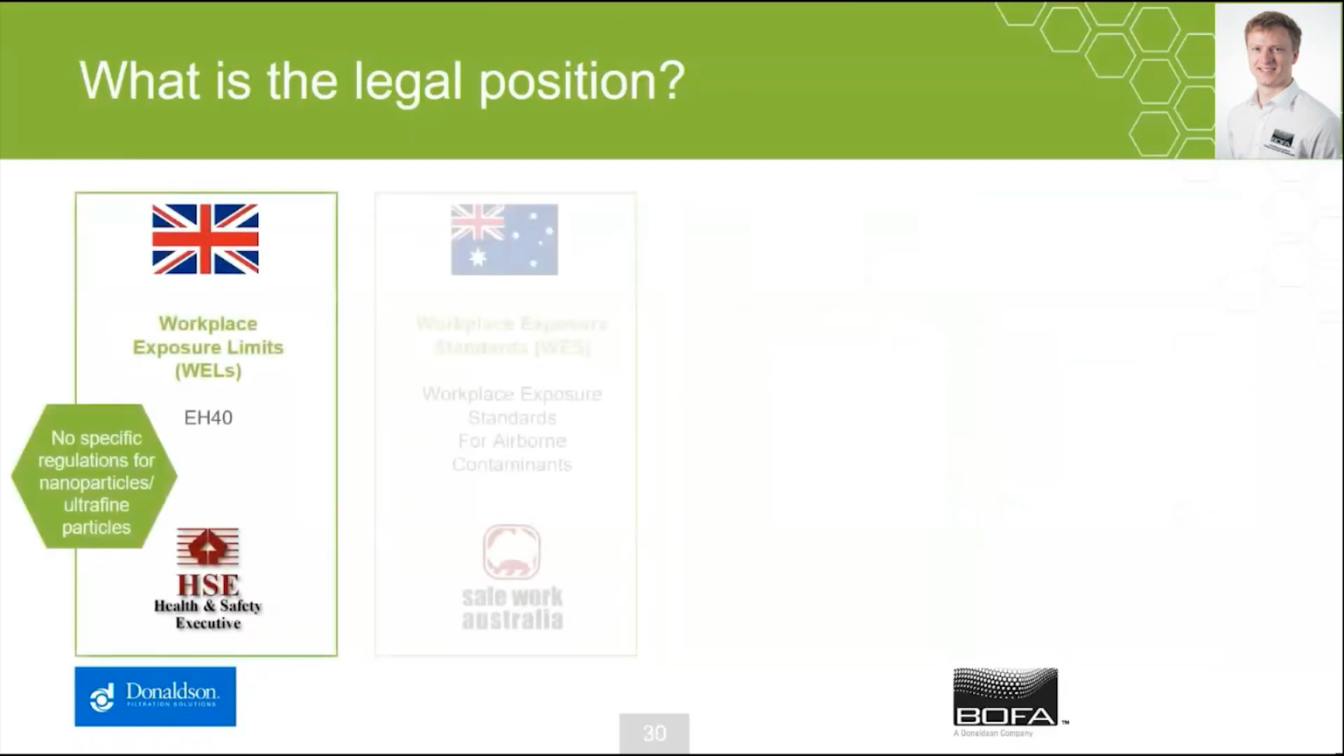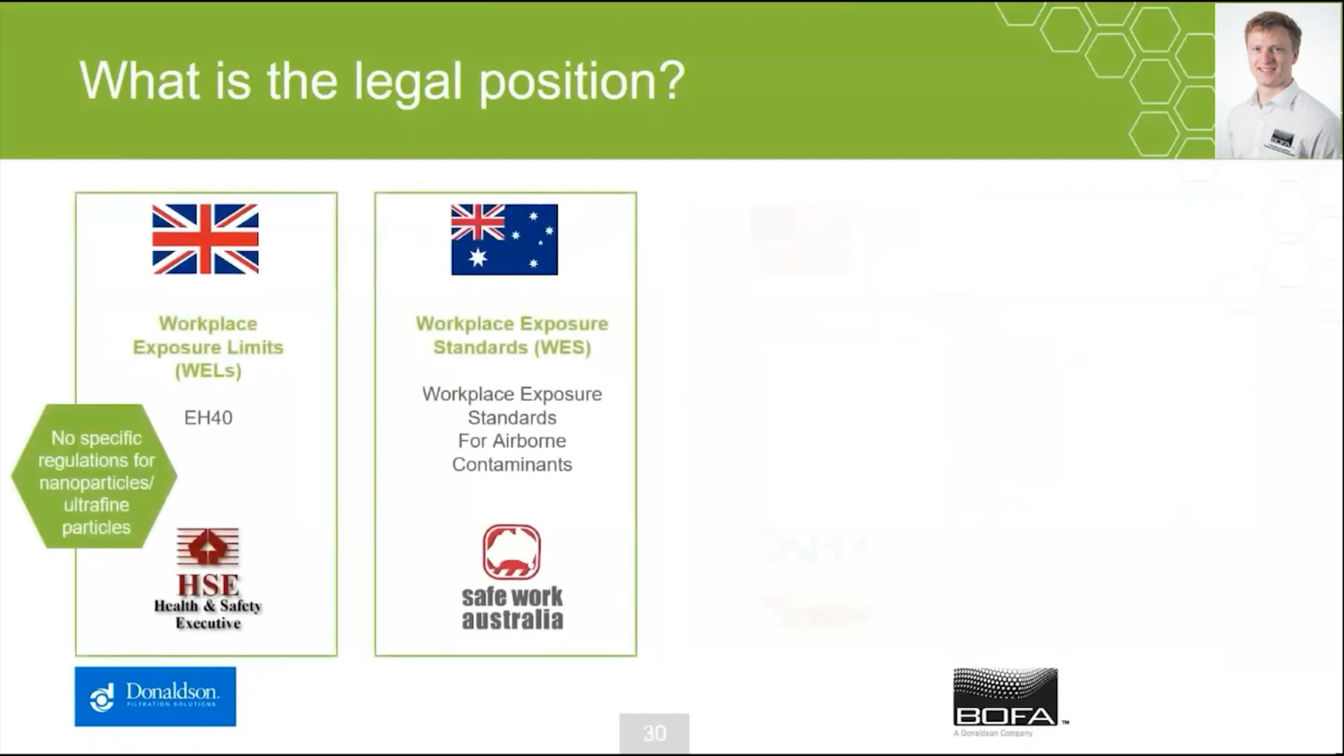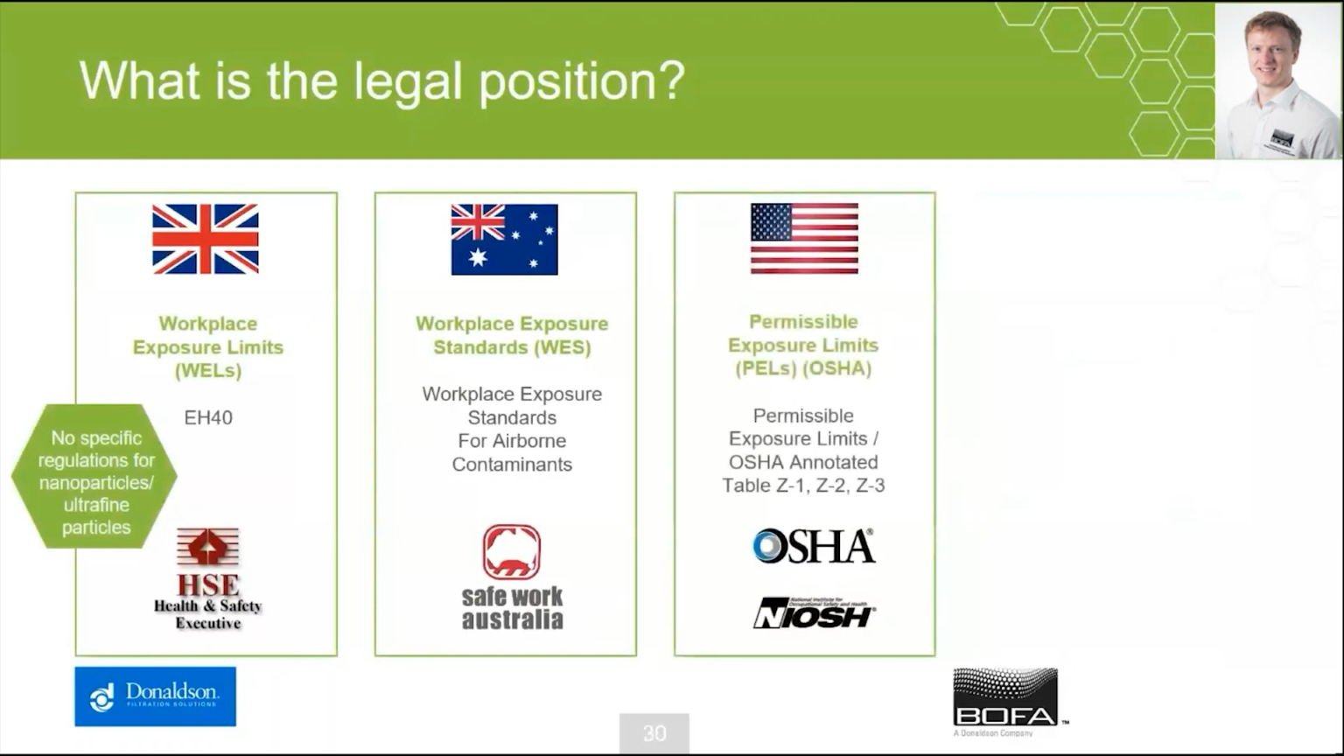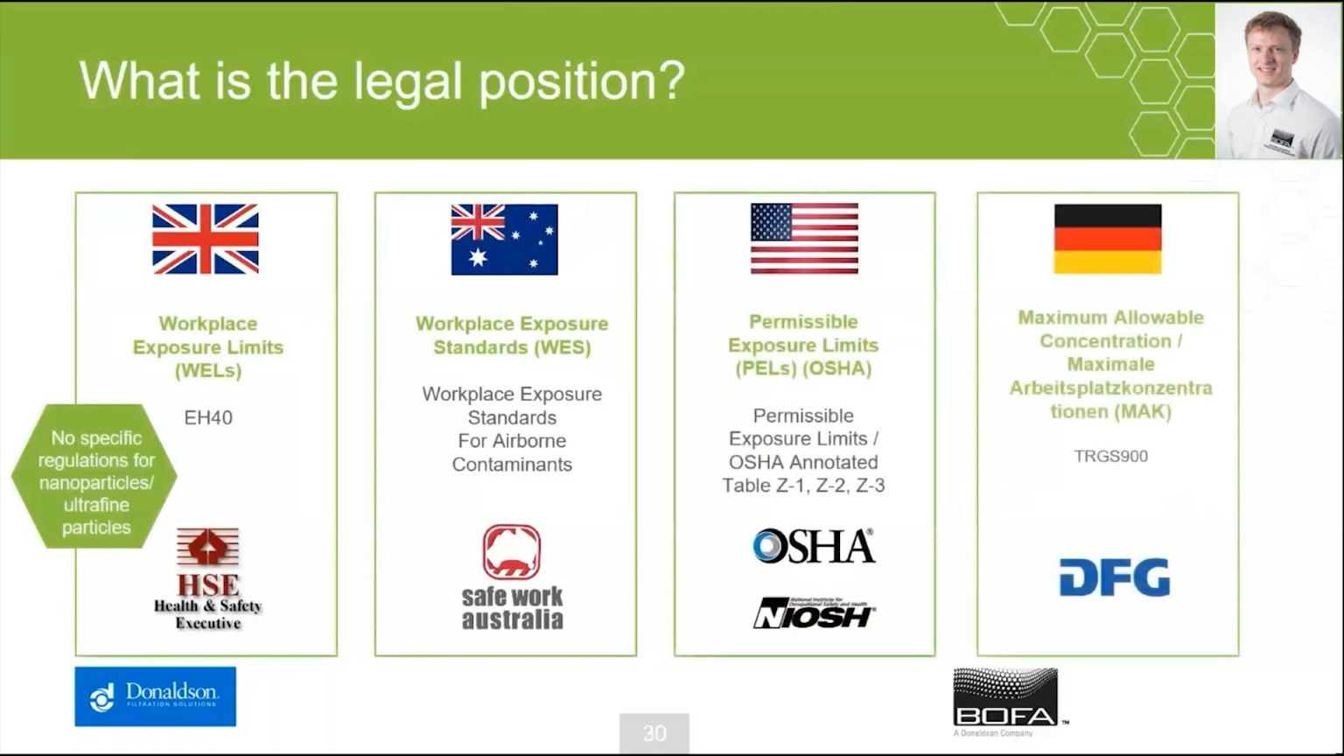The next step is to establish occupational exposure limits. These are maximum chemical concentrations that can be exposed to in the workplace. They're known by various names. In the UK, they're workplace exposure limits. In Australia, workplace exposure standards. In the US, they're permissible exposure limits. And in Germany, they're maximum allowable concentrations. While they have different names, they serve the exact same function.